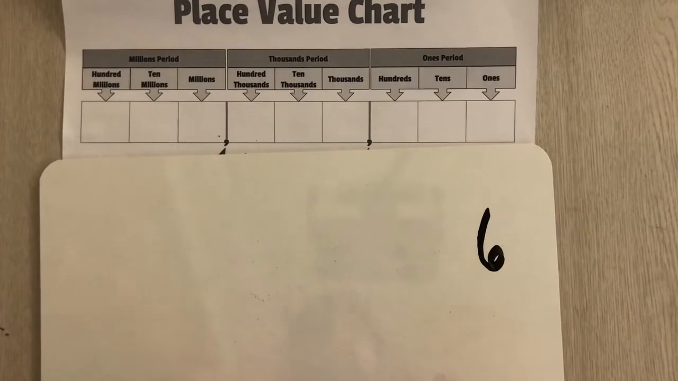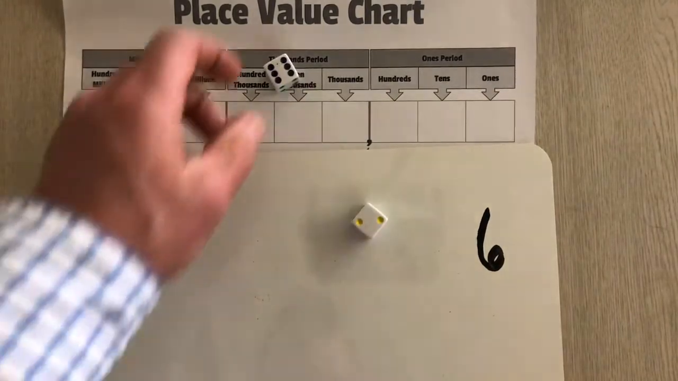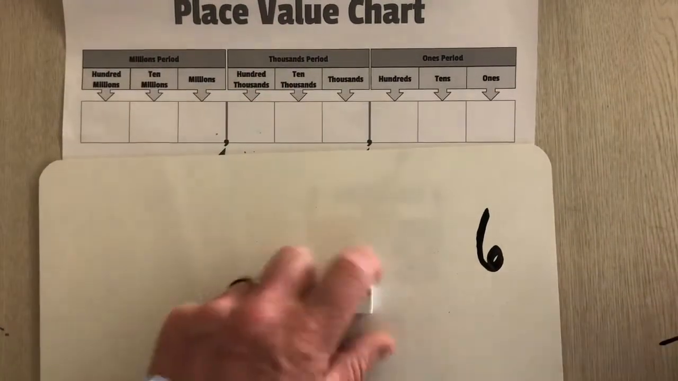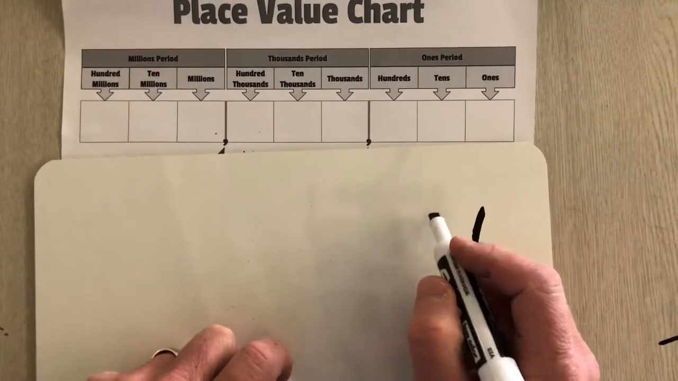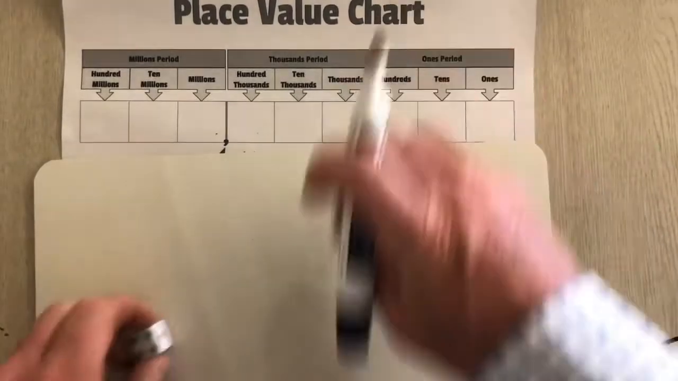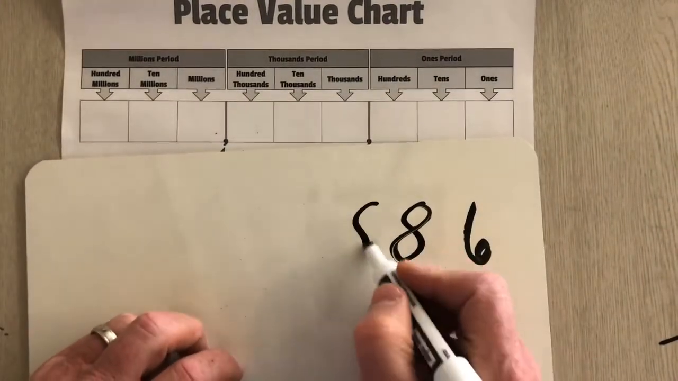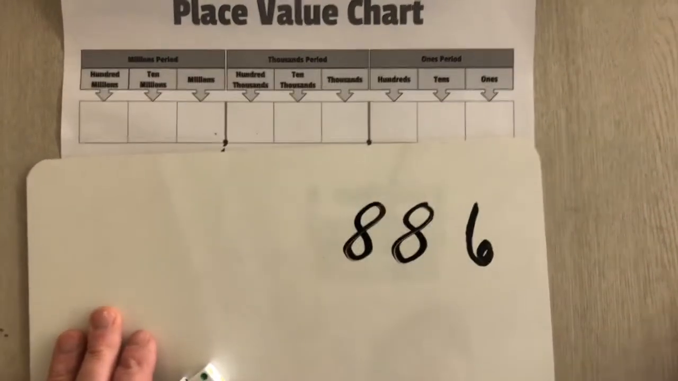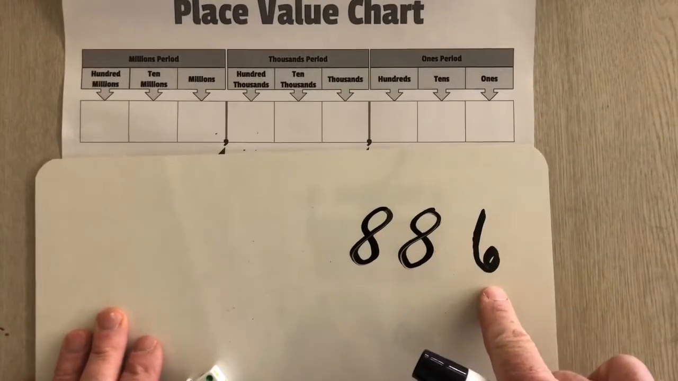The next one's going to be an 8. So I'm going to write down an 8 in the next place value. Next one, it's another 8. You're going to write down an 8 there. Good. So far, you're probably reading 886. Well, I am, okay?